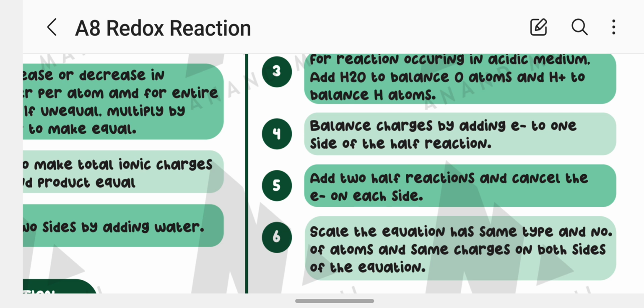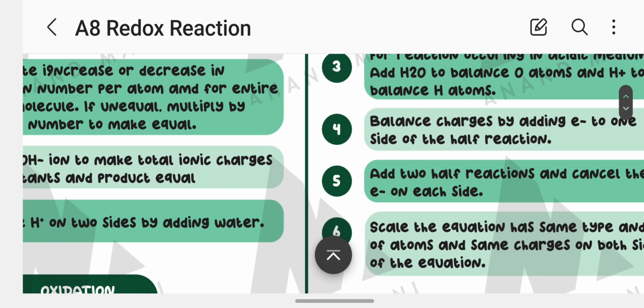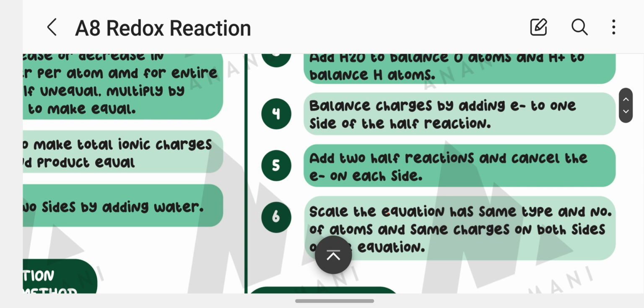After the 5 steps performed in the half reaction method, we scale the equation. We scale the overall equation so that it has the same type and number of atoms and the same charges on both sides of the equation. The last step is very simple: scaling the equation, having the same kind and number of atoms, and also having the same charges on both sides of the equation.